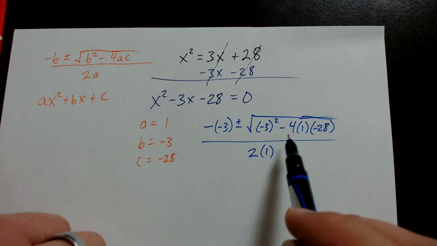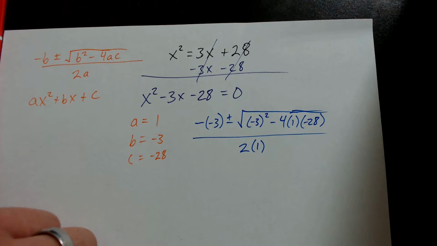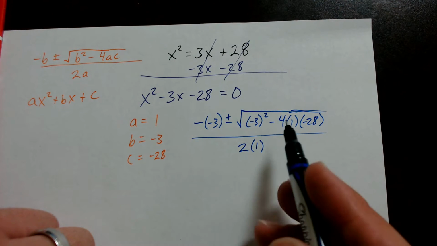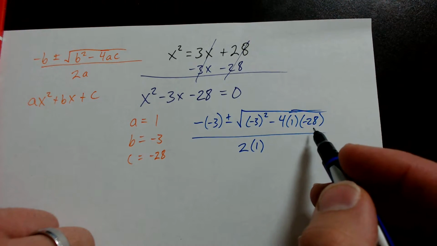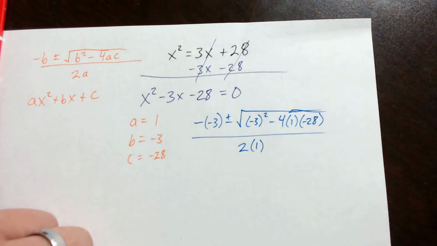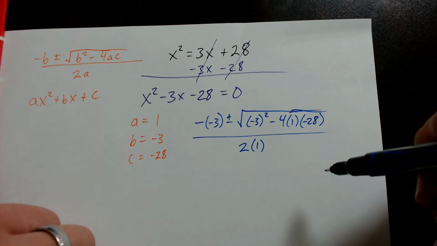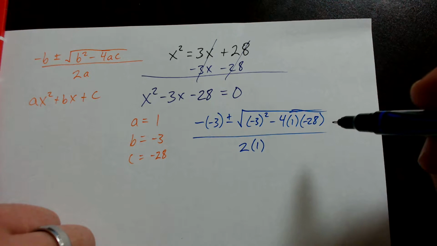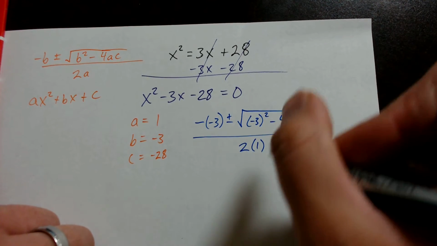So let's start from the radical. We'll work our way inside out. So I've got negative 4 times 1, and that's just going to be negative 4. Then I have negative 4 times negative 28. Let's not use a calculator. 4 times 8 is 32. 4 times 20 is 80. 80 and 32 is 112. So we've got positive 112.